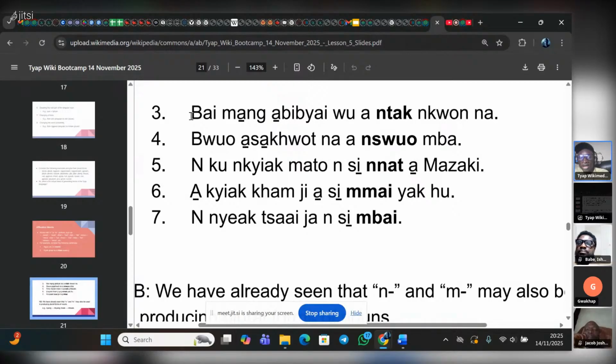Okay, so what this one is saying is that bring the ABPI. ABPI is a piece of wood that is usually bent at the middle that you use for carrying firewood. So bring the ABPI and arrange the firewood. So it could also be Baimang Abibiao attack Nkwana. But this one is saying Baimang Abibiao and attack Nkwana. So bring the ABPI and arrange the wood. So Guapa, please read number 4 for us.